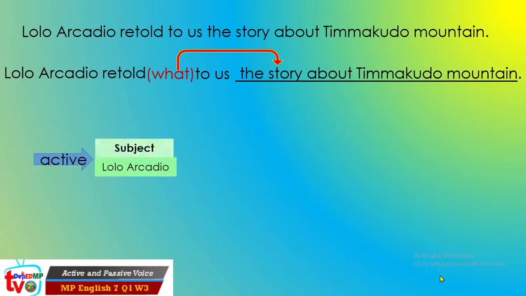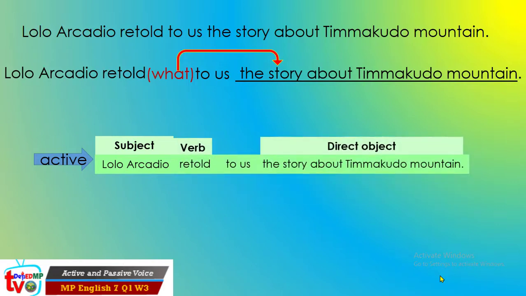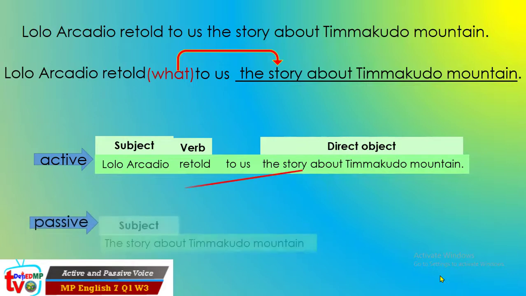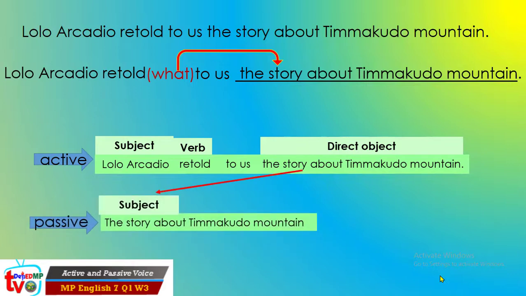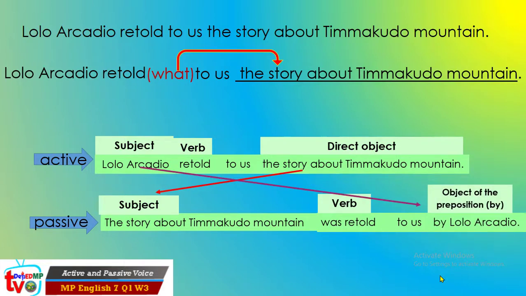That is why in the active voice, the subject is Lolo Arcadio, the verb is retold, the direct object is the story about Timacu the mountain. If you are going to transform this into passive voice, the subject now becomes the story about Timacu the mountain. The verb now becomes was retold. And Lolo Arcadio is now the object of the preposition by.